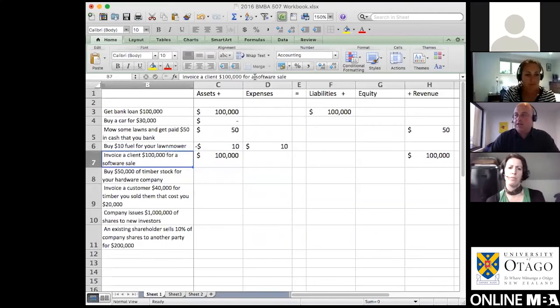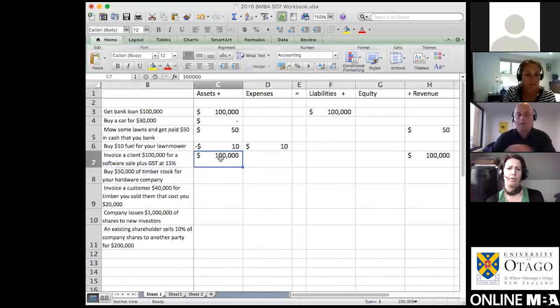But let's say that we actually do this. So it becomes, say, we invoice a client $100,000 for a software sale plus GST at 15%. What's the transaction now? Jerome? Yep. Cheers, Barry. So that would be 115,000 in your bank account, and then 15,000 liabilities, because you have to pay that back.